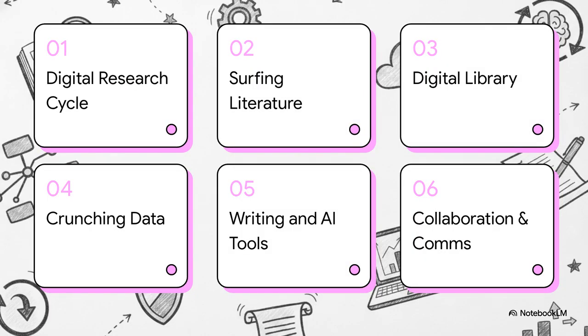To make sense of it all, we're following a 6-step agenda right along the chronological progression of a project. 1. The digital research cycle. 2. Surfing quality literature. 3. Organizing your digital library. 4. Crunching the data. 5. Writing and AI tools. And finally, 6. Collaboration and communication.